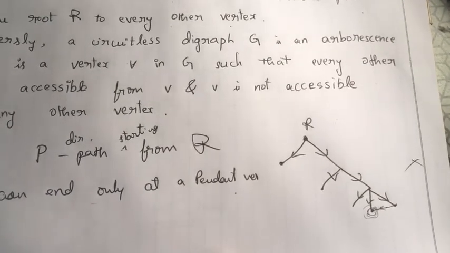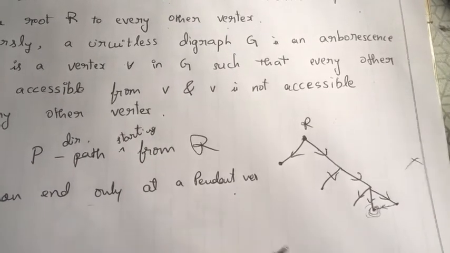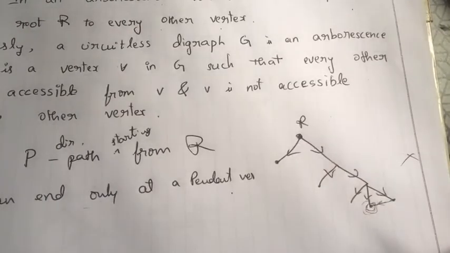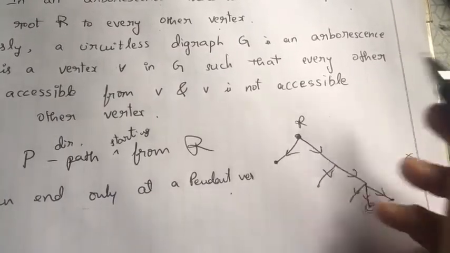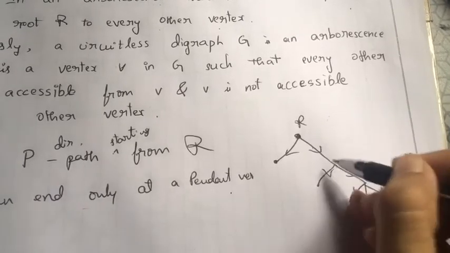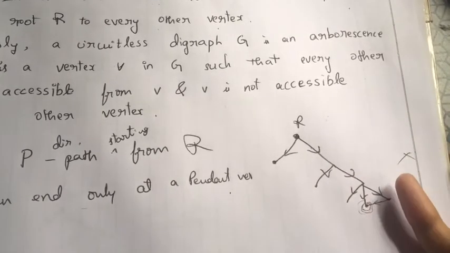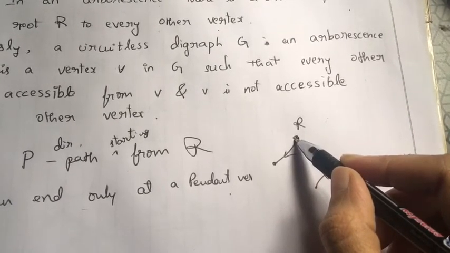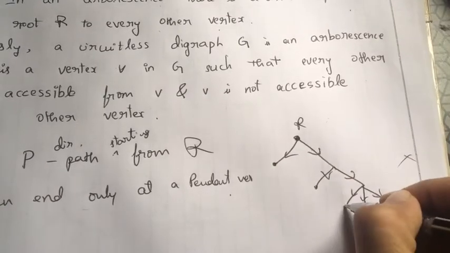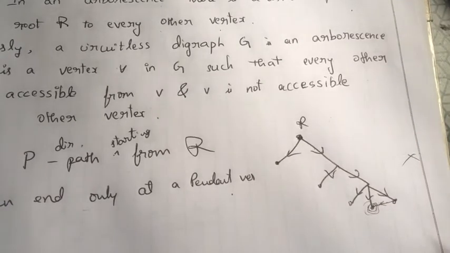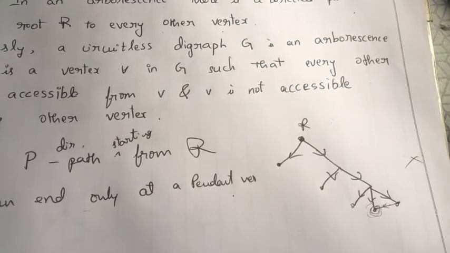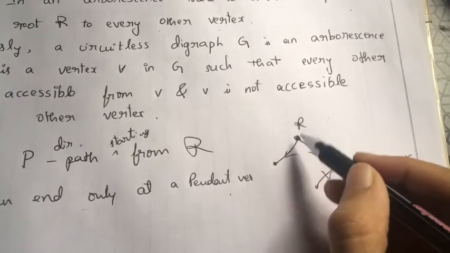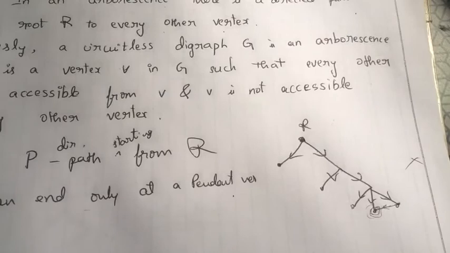Since an arborescence is connected, every vertex lies on some directed path from the root. I know it is connected, so every vertex will lie on some path from the root, right? And it is ending at the pendant vertices only. So I can say that in an arborescence, there is a directed path from the root to every other vertex.